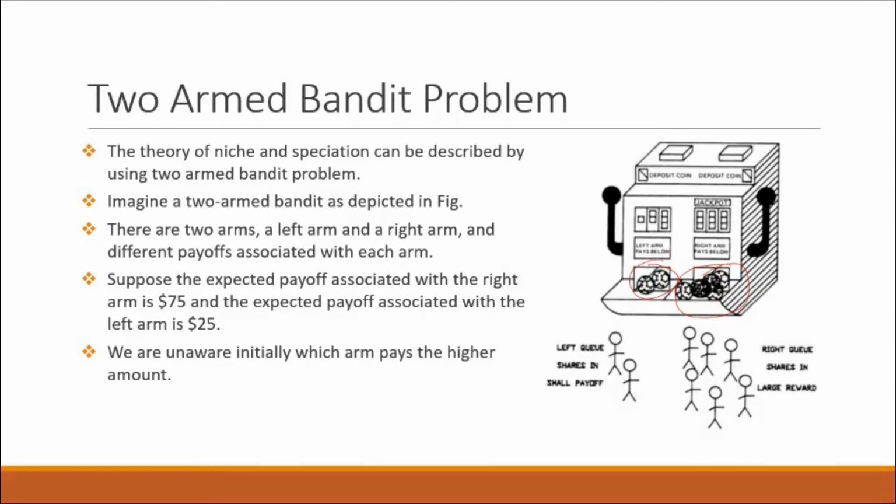So initially, on an average, half of the persons during their first iteration or first trial who are playing will be selecting the right arm, and the other half will be selecting the left arm, because they don't know which arm is giving the $75 and which the $25.